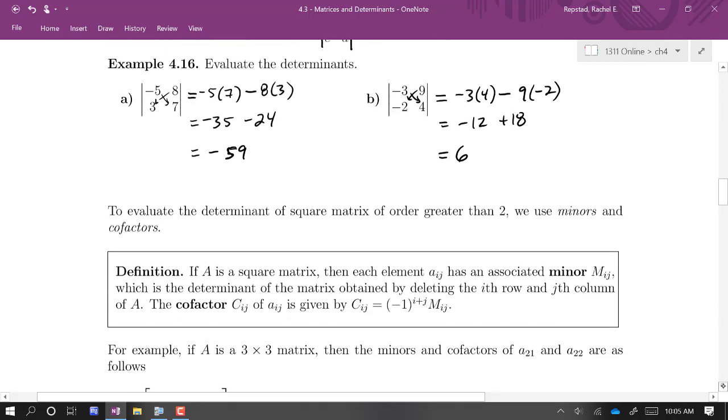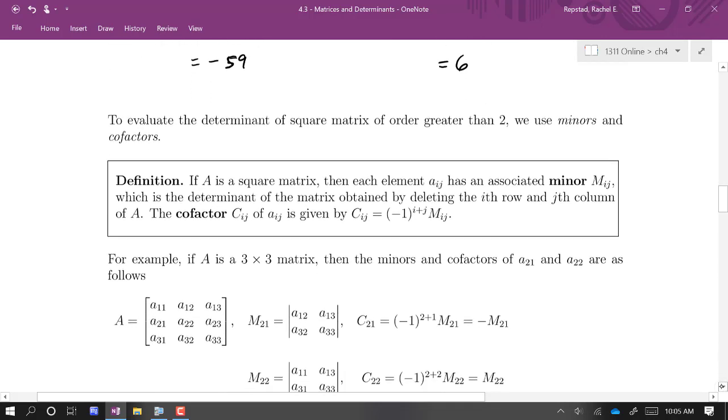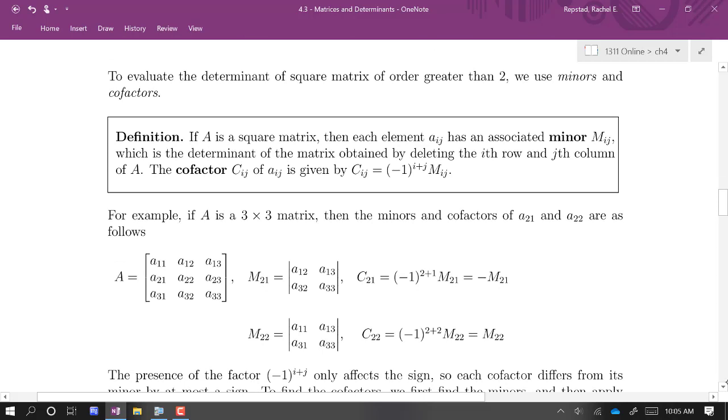Now, for bigger matrices, what we're going to do is relate that matrix to some nested 2 by 2 matrices. This procedure is going to feel a little bit more complicated. We do have to try to be organized with our work here because, again, it's not difficult to do, but it can be easy to make mistakes. So practice is key.